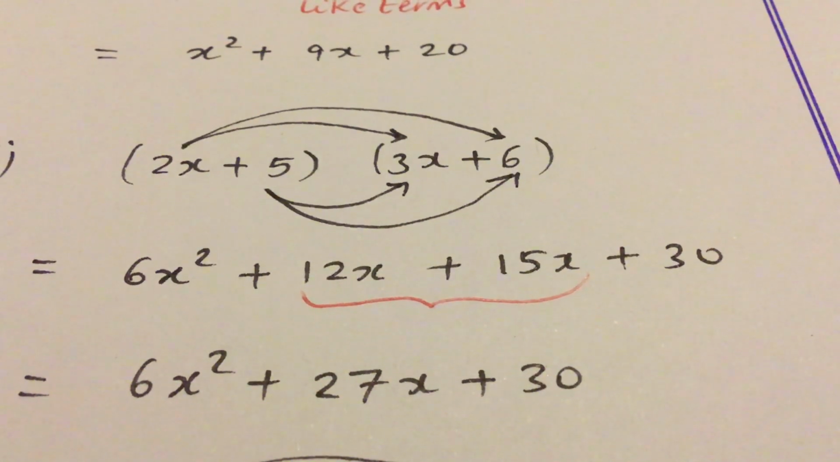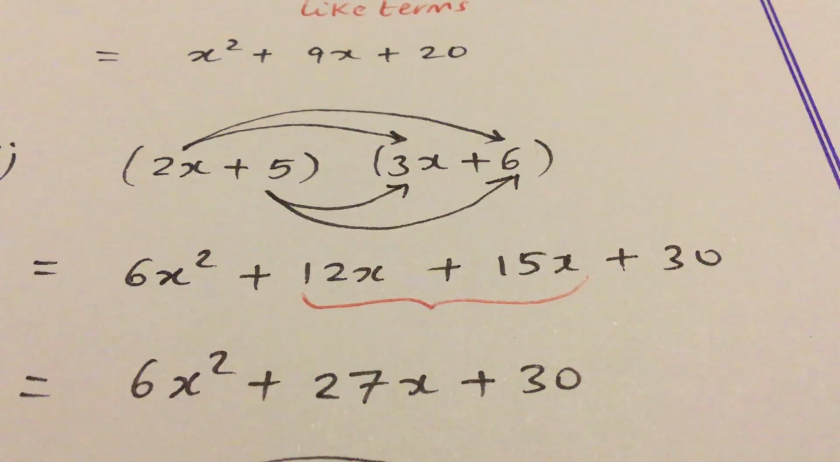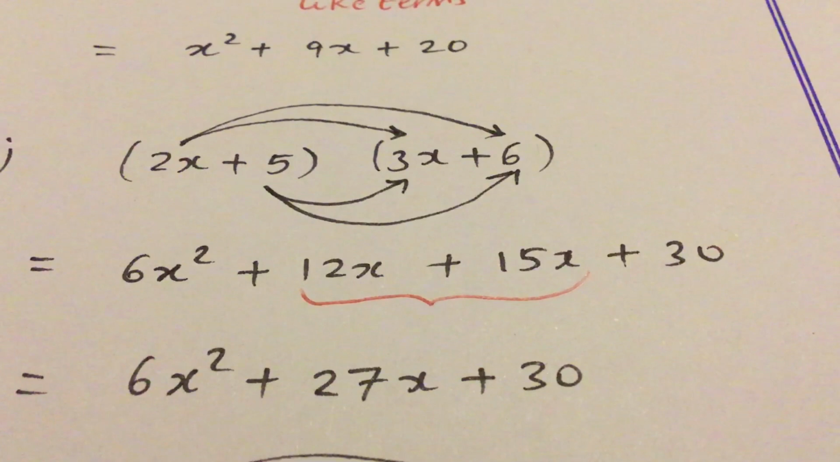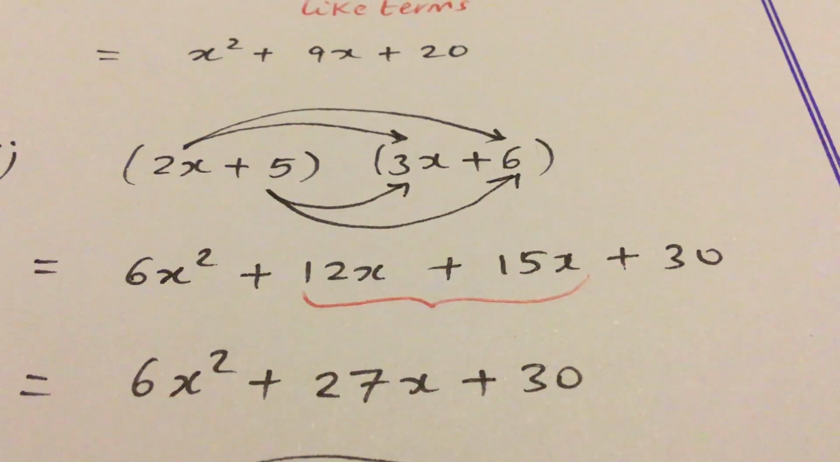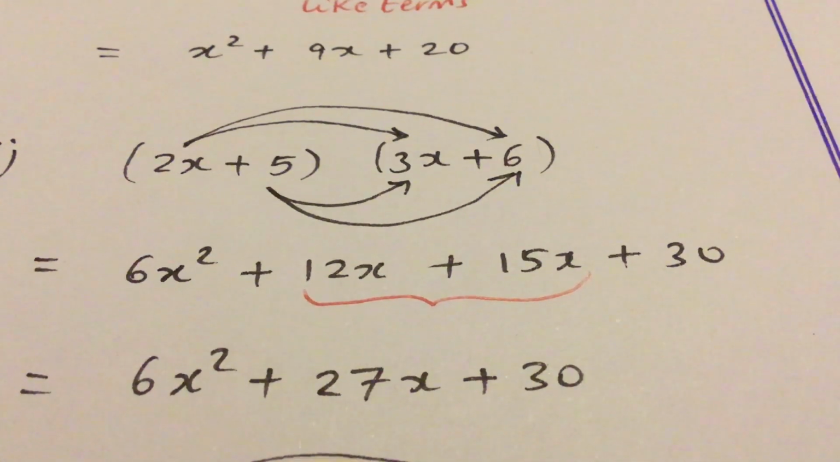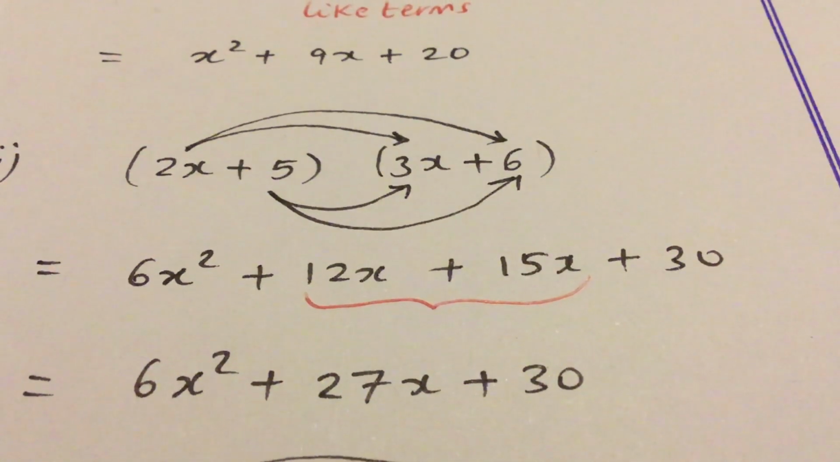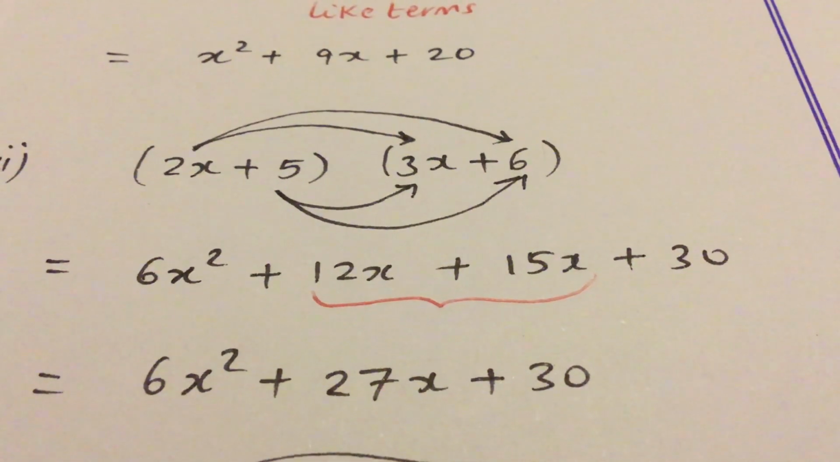Now again, if you did it in the correct order, the two like terms, which are bracketed with the red ink, you just have to add them. 12x plus 15x, they're all pluses, so you just add them, which will give you 27x. So the final answer is 6x squared plus 27x plus 30.